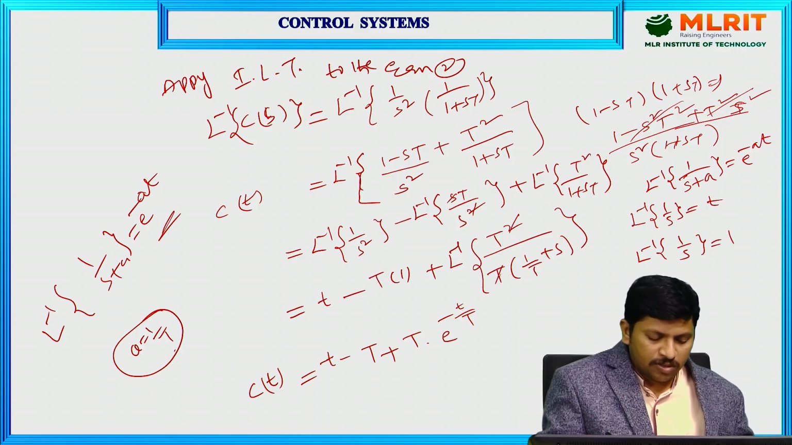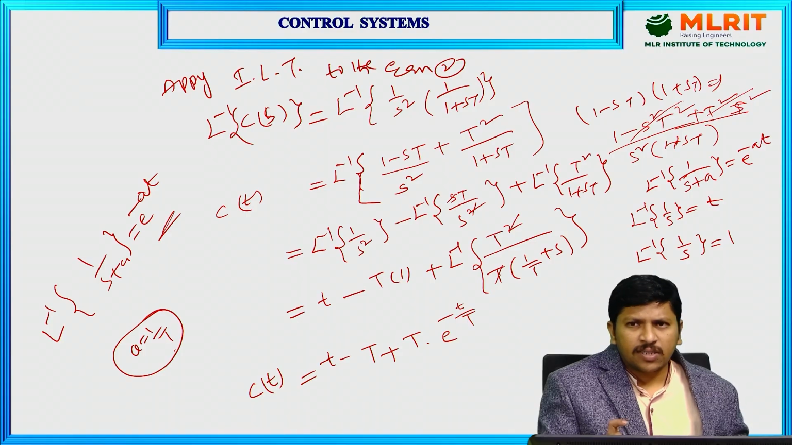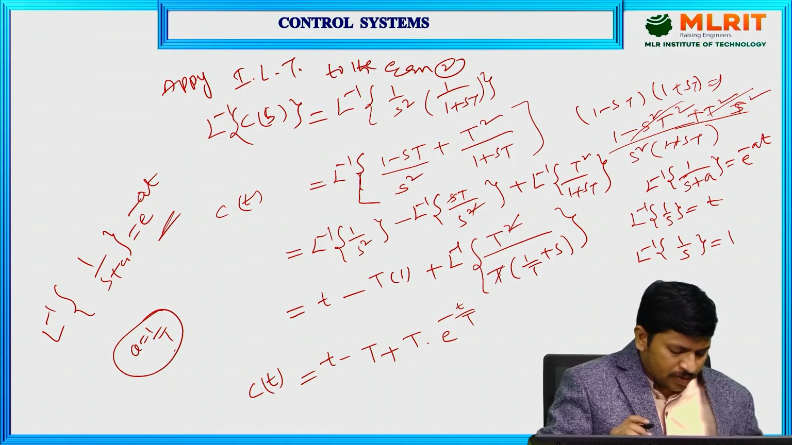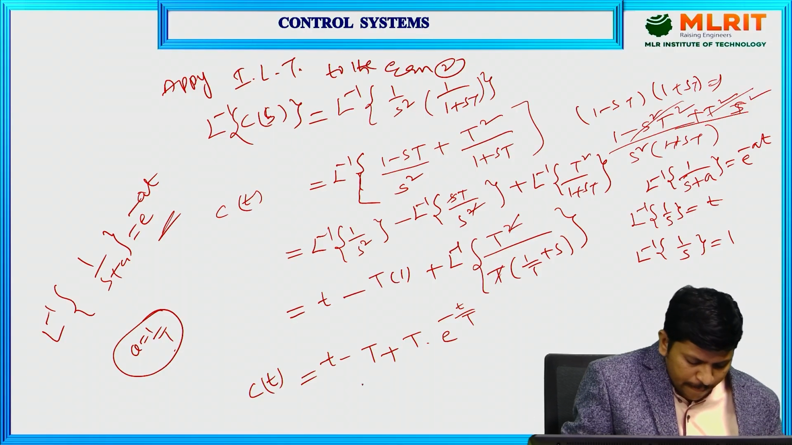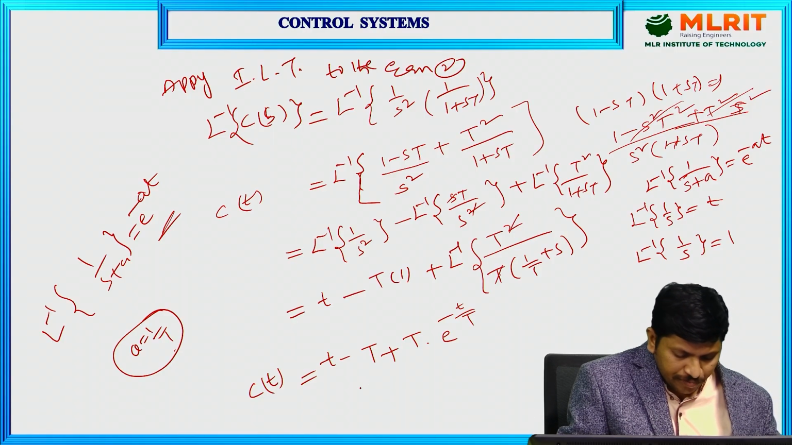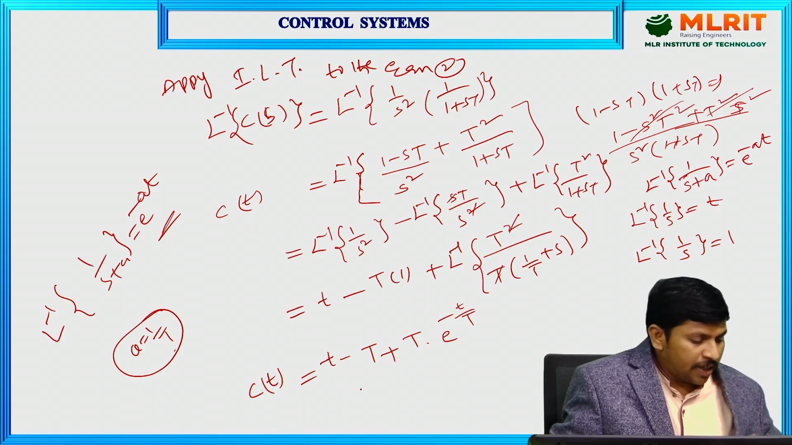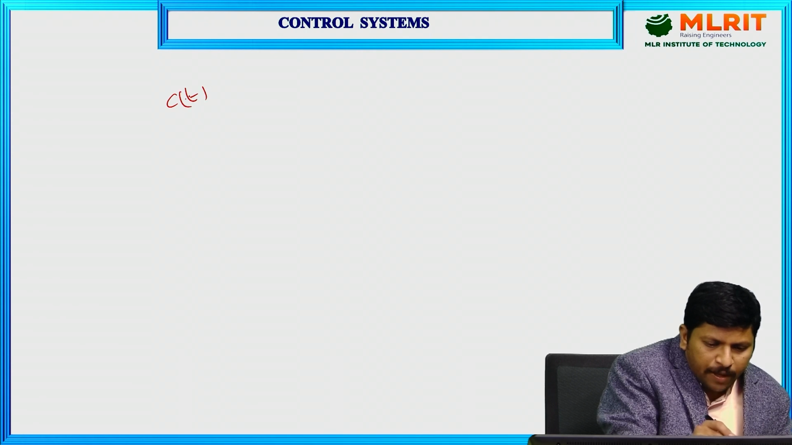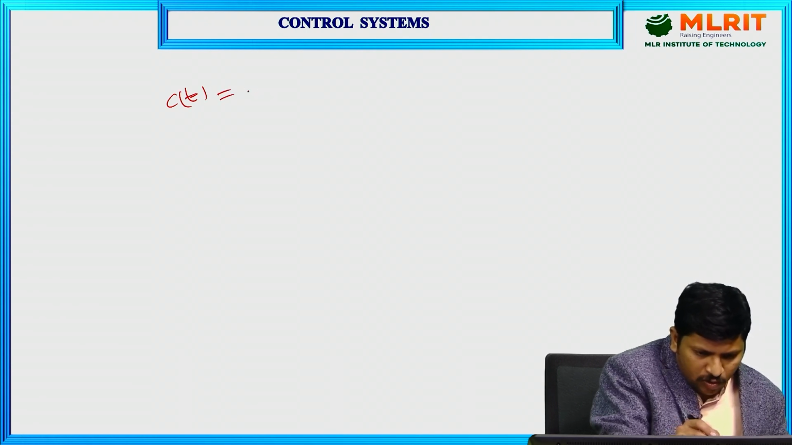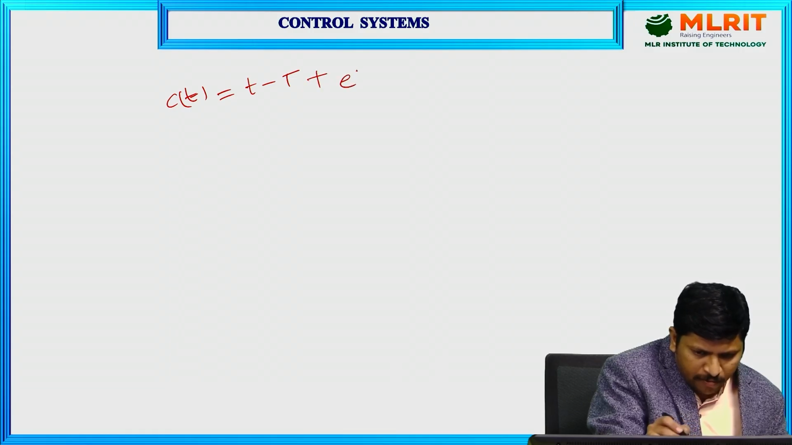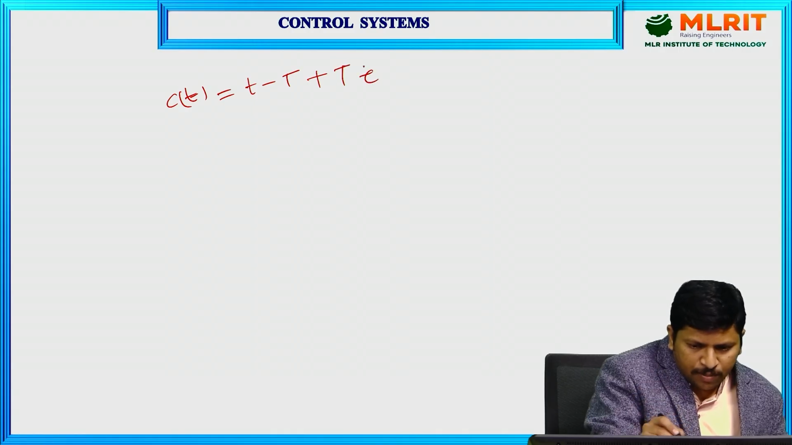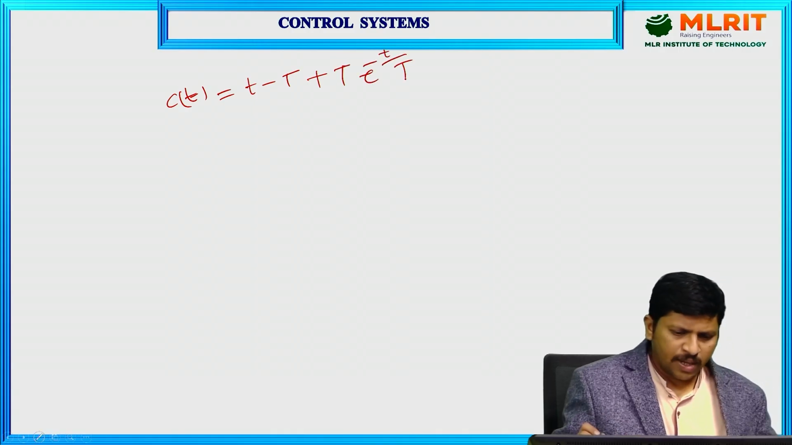This is the response of the first order system for unit ramp input. C of t equals t minus capital T plus capital T into e power of minus t divided by capital T.